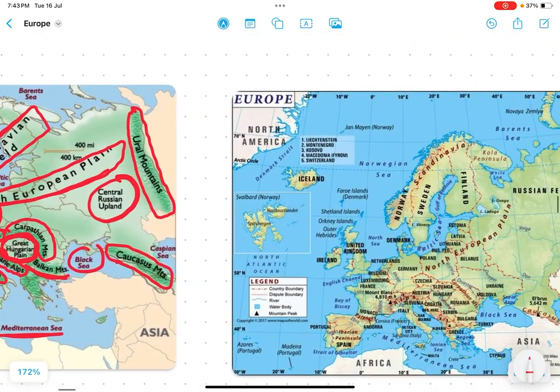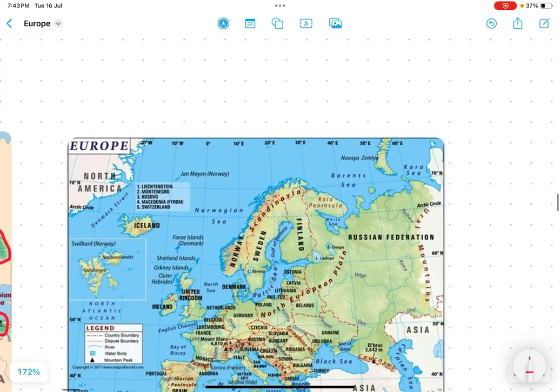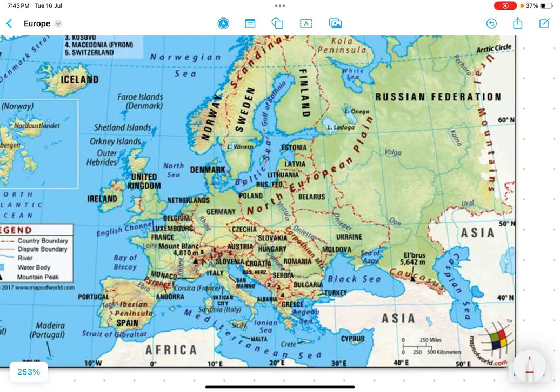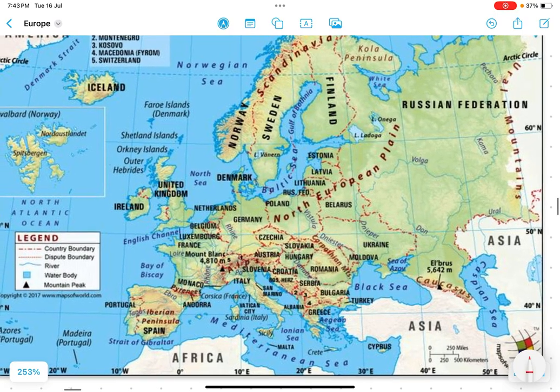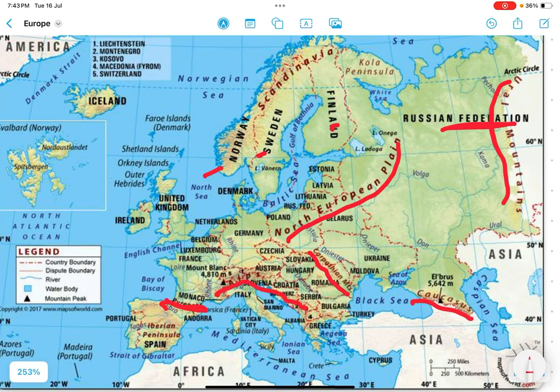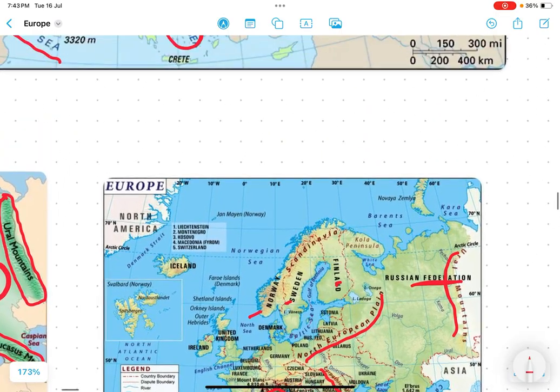So let's see the next map. Next map is of some depth, right? The same thing in a little depth. You can see by yourself. We have Norway, Sweden, Finland. We have Russian Federation. We have North European plains. We have Ural Mountains. We have Caucasus Mountains. We have Carpathian Mountains. We have Alps right here. We have Pyrenees right here. This is Iberian Peninsula, and some of the other things that we will be discussing in depth, right?